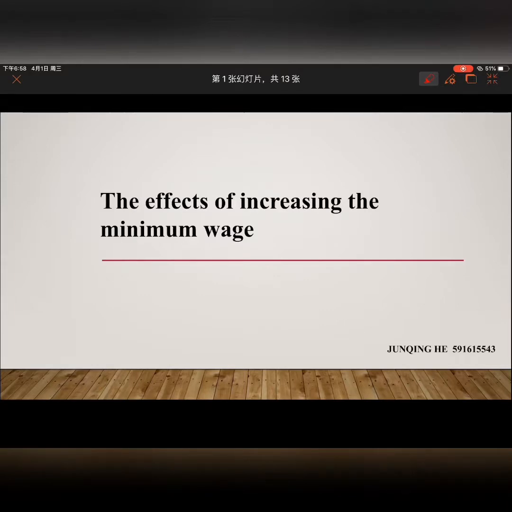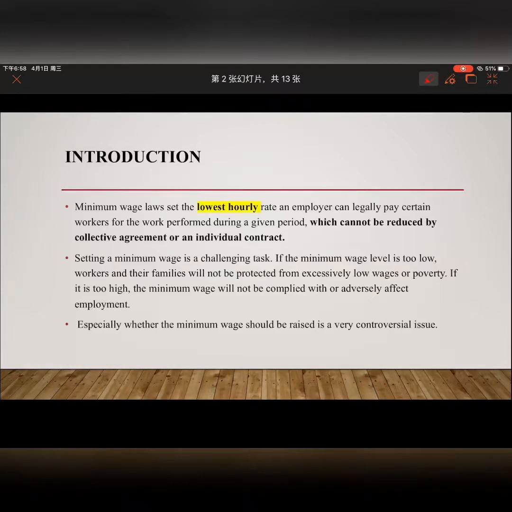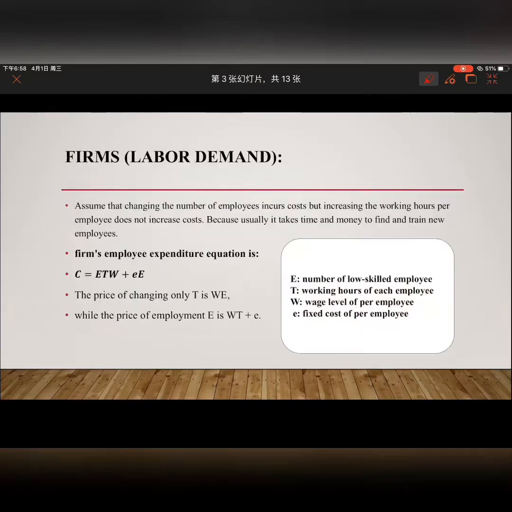First is my part, the effects of increasing the minimum wage. This is the meaning of minimum wage, the lowest hourly wage. Setting a minimum wage is a very challenging task, especially whether the minimum wage should be raised is a very controversial issue. So in this essay I will analyze the impact of raising the minimum wage from different perspectives.